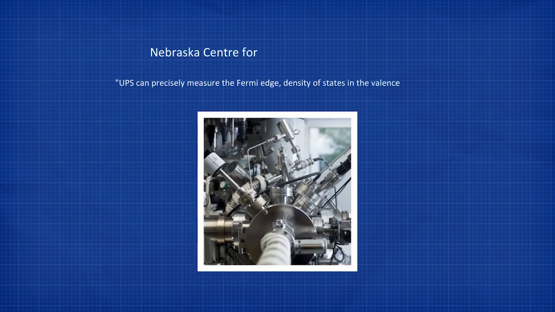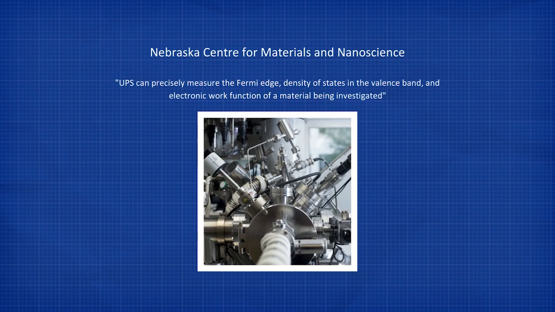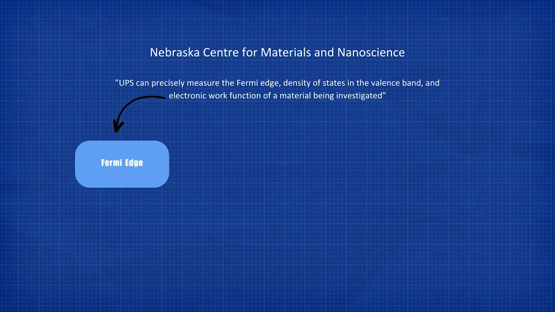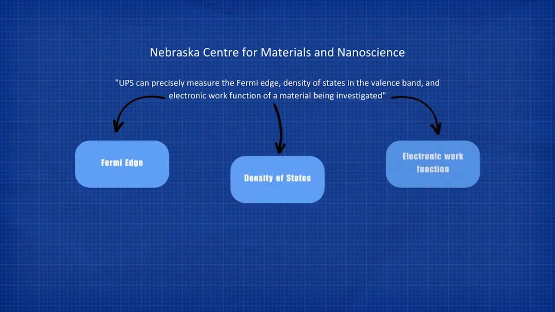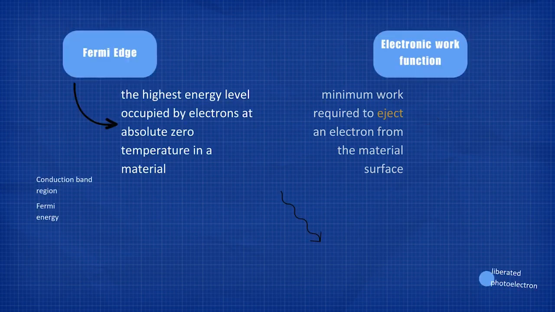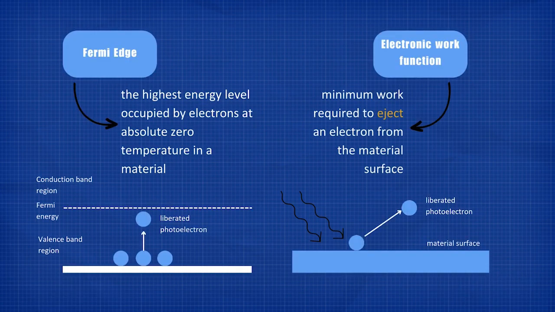The Nebraska Center for Materials and Nanoscience describes UPS as a means capable of measuring 3 key quantities of the material with high precision: the Fermi edge, the density of states, and the electronic work function. The Fermi edge and work function are, simply put, energies that interact with the electron in a manner opposite to one another. The density of states is a key aspect of material characterization, importantly in determining a material's conductive property, and hence what kind of material it is.